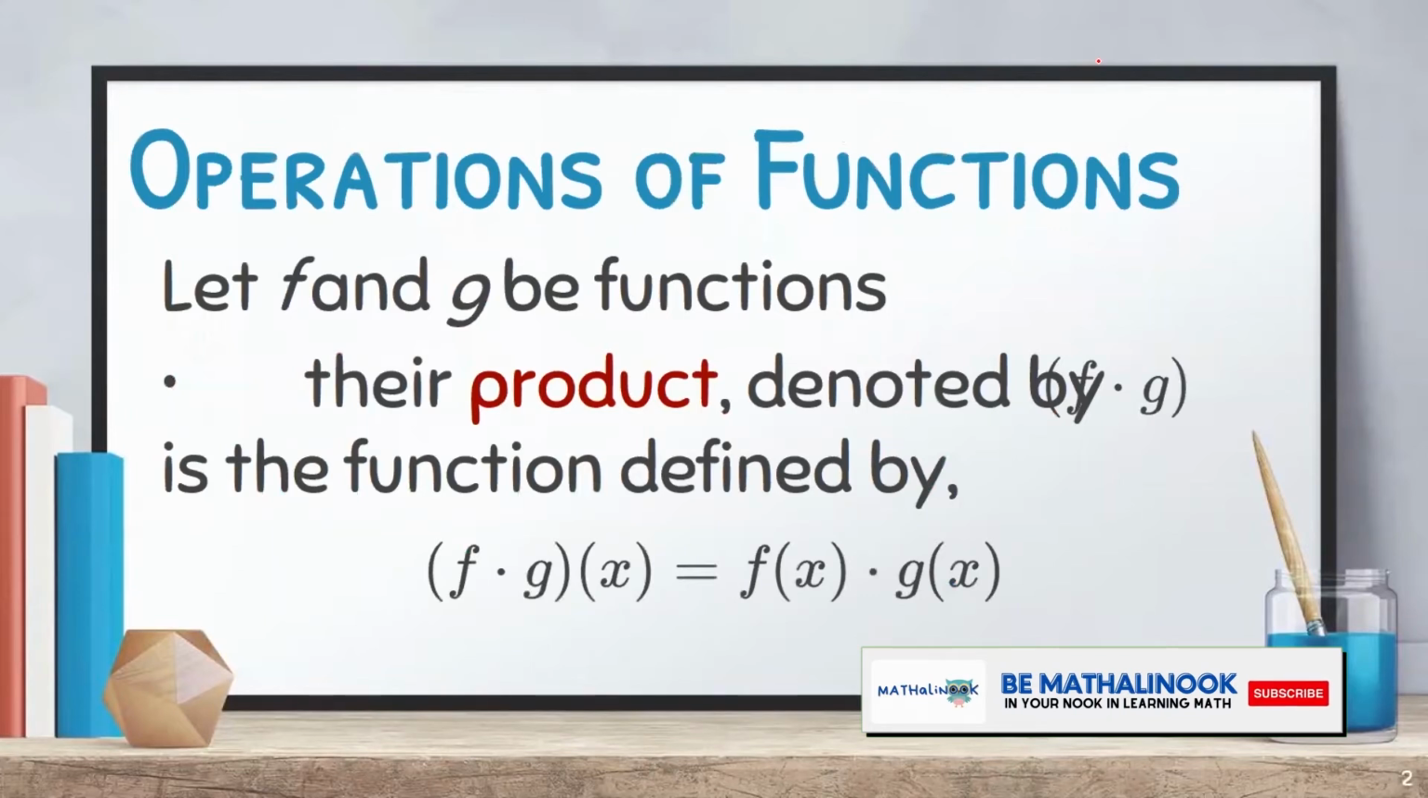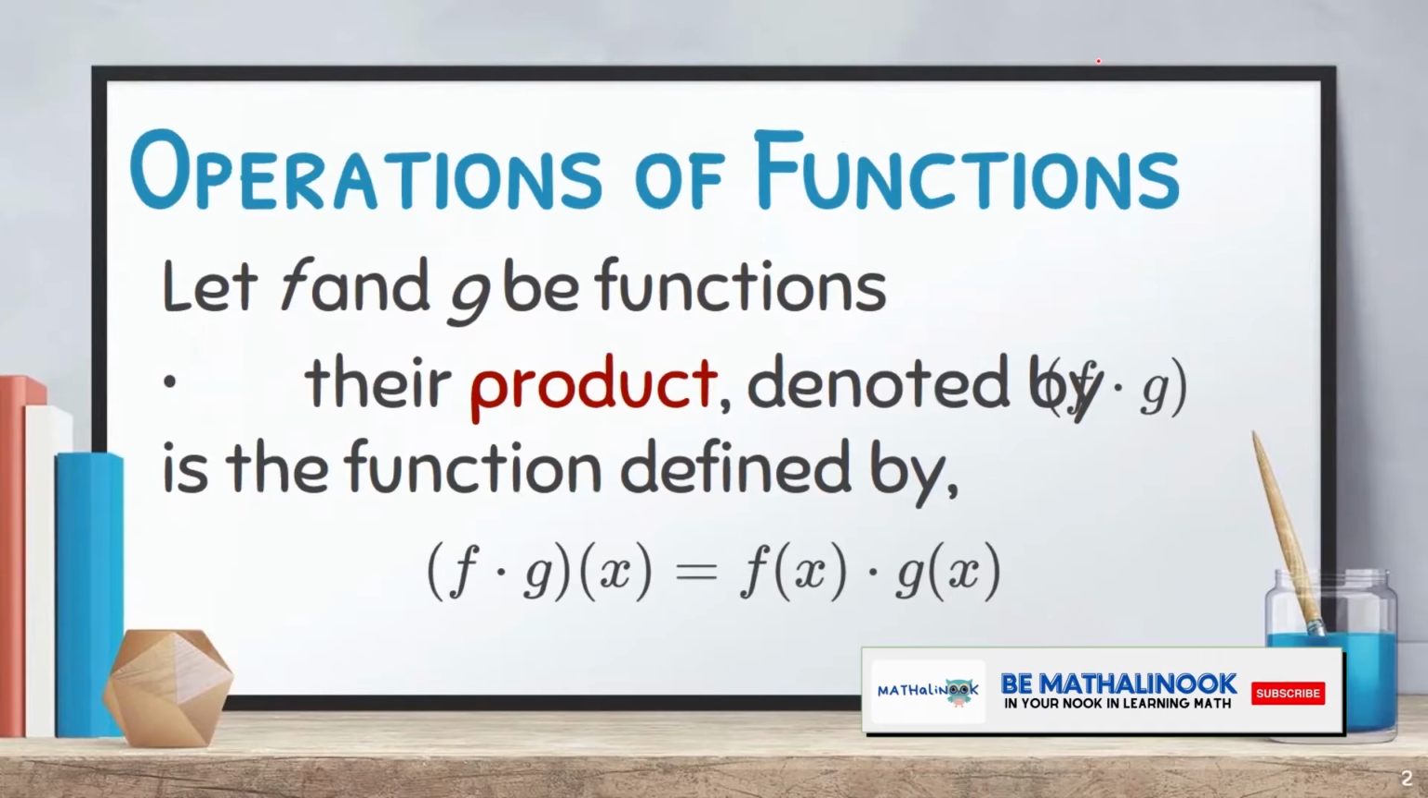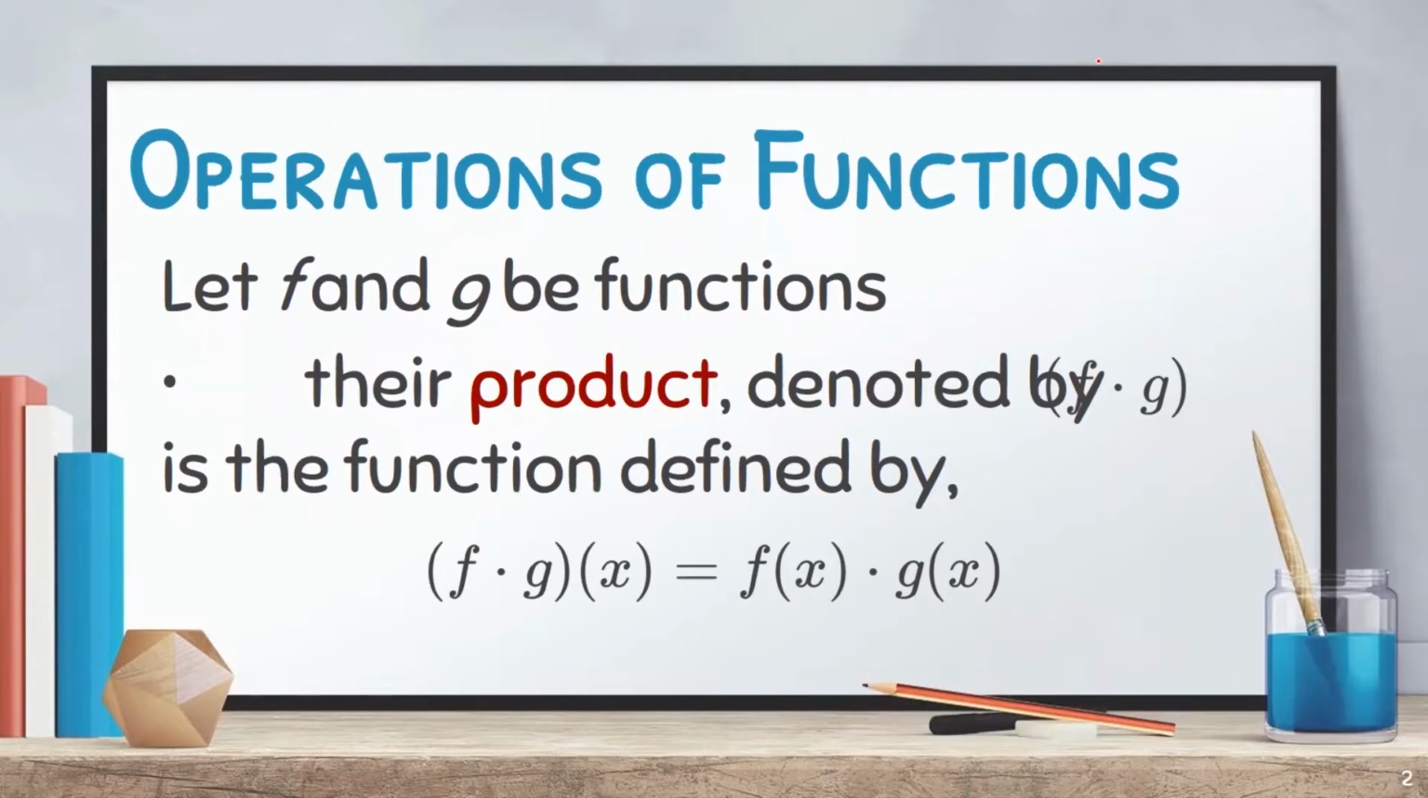Operations of functions. Let f and g be functions. Their product, denoted by f times g, is the function defined by f times g of x is equal to f of x times g of x. Meaning, the product of the functions, denoted by f times g of x, can be solved by multiplying the involved functions f of x and g of x.